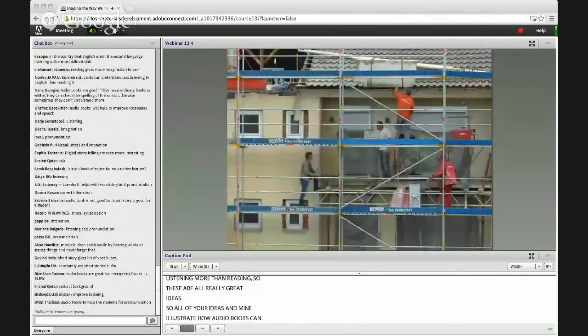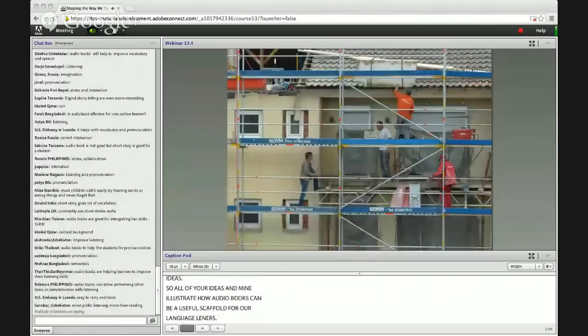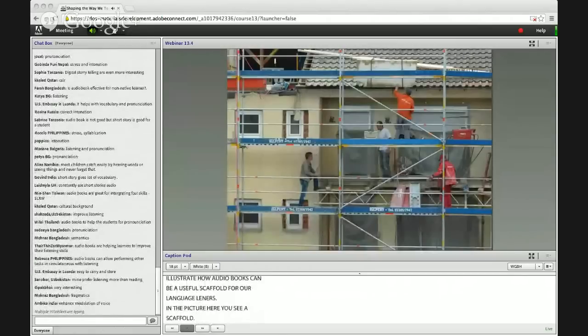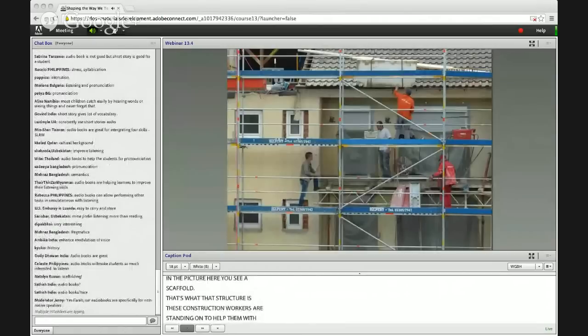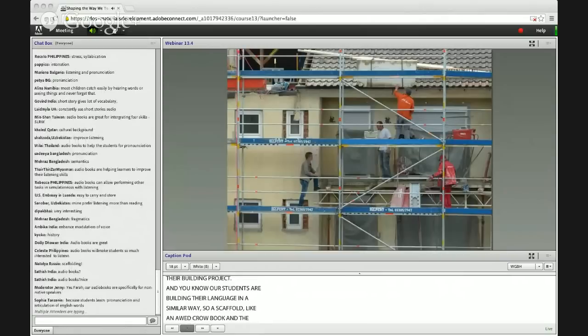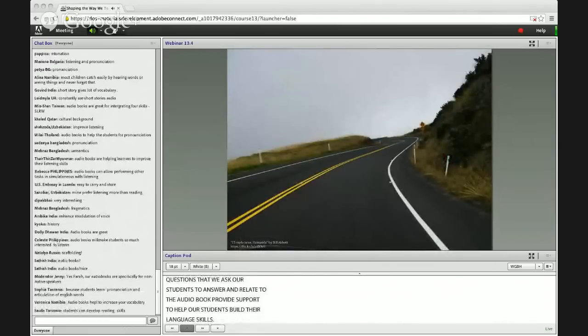So in the picture here, you see a scaffold. That's what that structure is that these construction workers are standing on to help them with their building project. And our students are building their language in a similar way. So a scaffold, like an audiobook, and the questions that we ask our students to answer and relate to the audiobook provide support to help our students build their language skills. And audiobooks provide support that our students need to develop fluency as a reader.